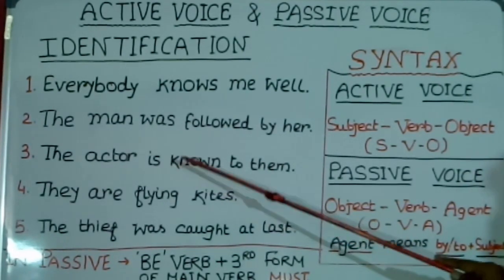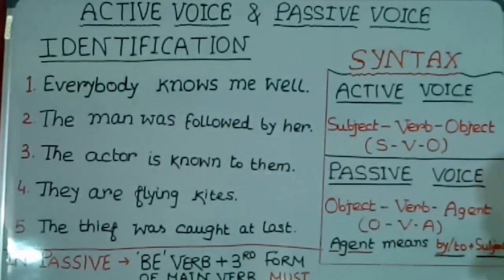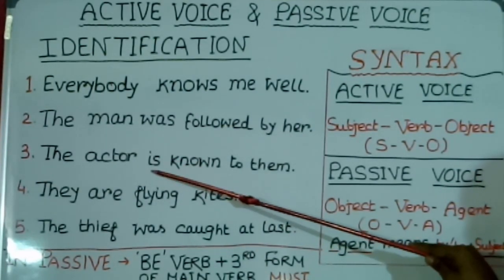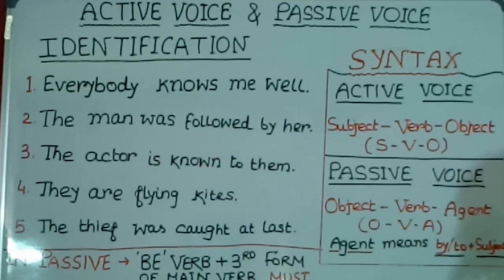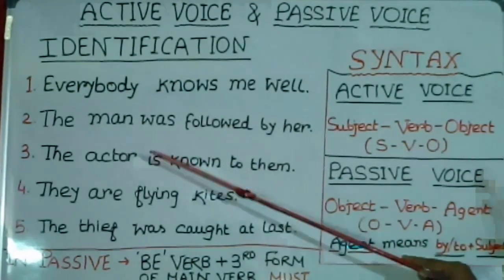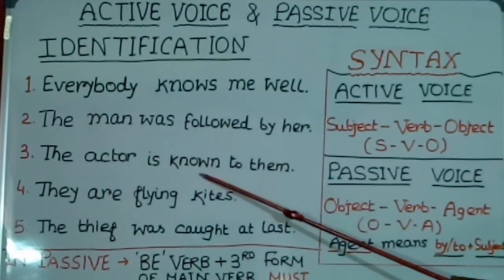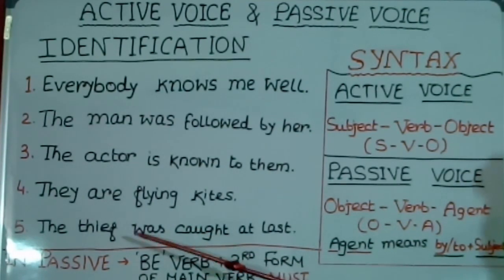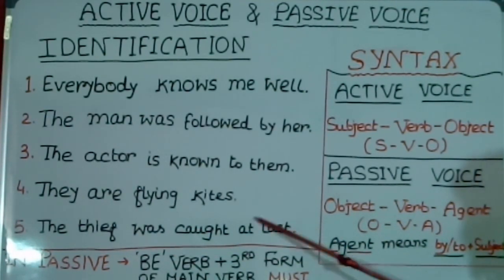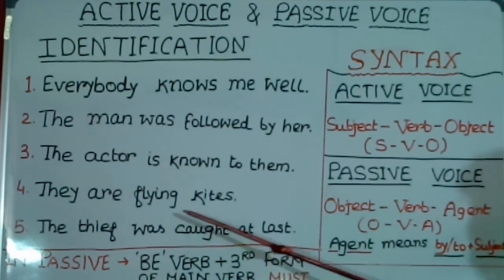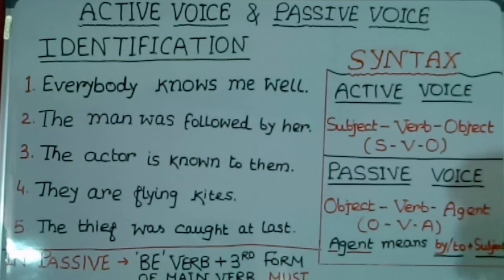Now look at the third example. I had told you this example is also written in passive voice. Now check the verbs. Is is obviously an example of be verb, and known is the third form of the verb know. So a be verb is present, the third form of the verb is present, so we can easily call this an example of passive voice. And the last example, where the subject was implied and not there in the sentence, was is another be verb present, and caught is the third form of catch.